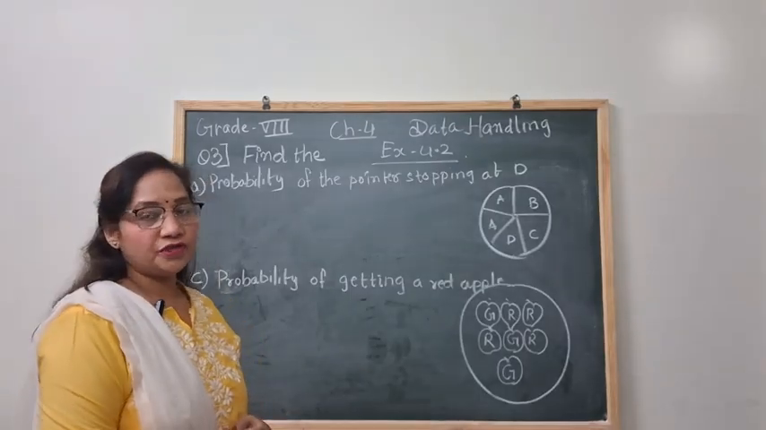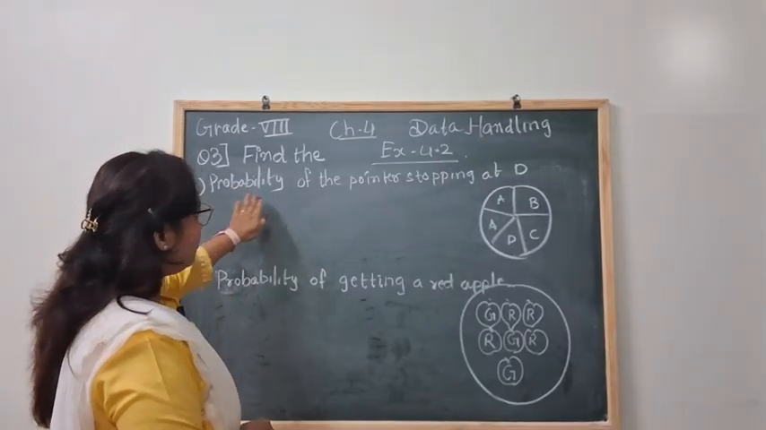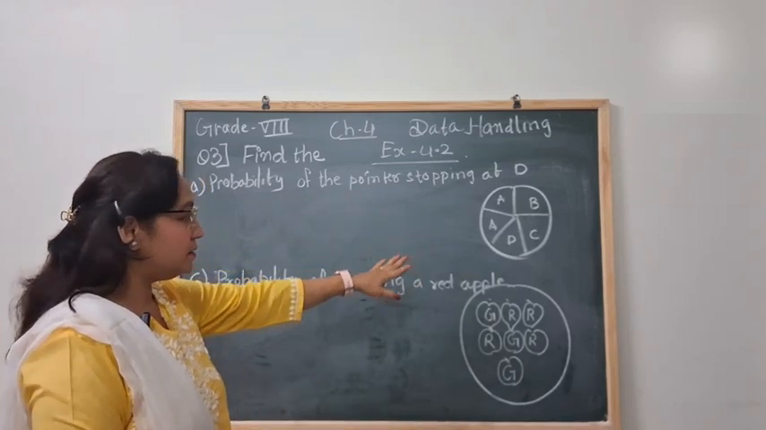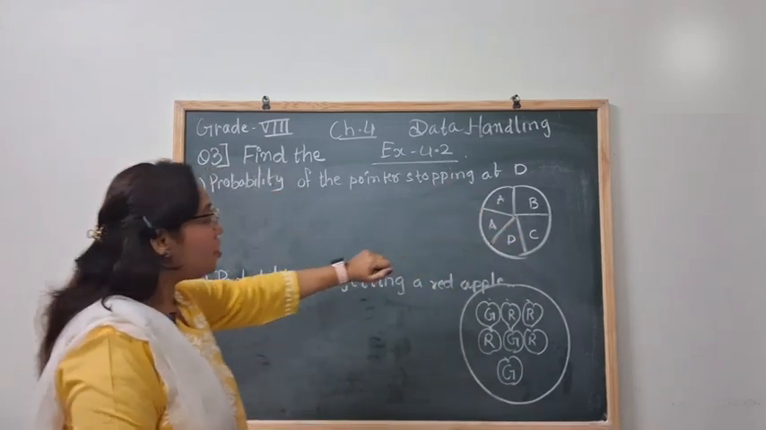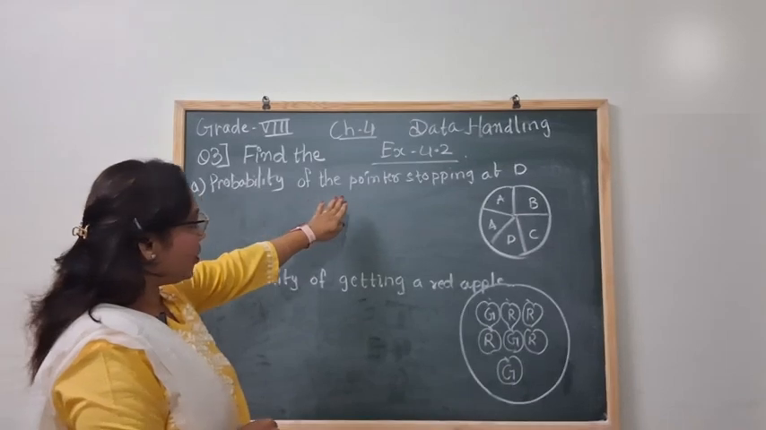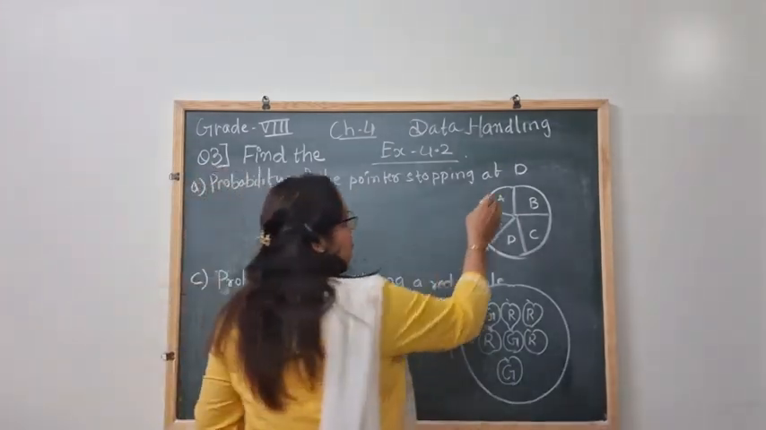Okay students, now question number 3. Question number 3 says, find the probability of the pointer stopping at D. This is the same figure which is given in question number 1. Here you have to find the probability of pointer stopping at D. This is D, students.